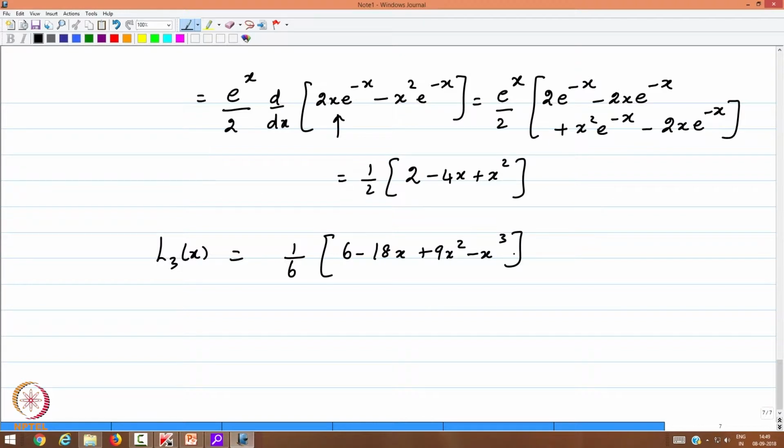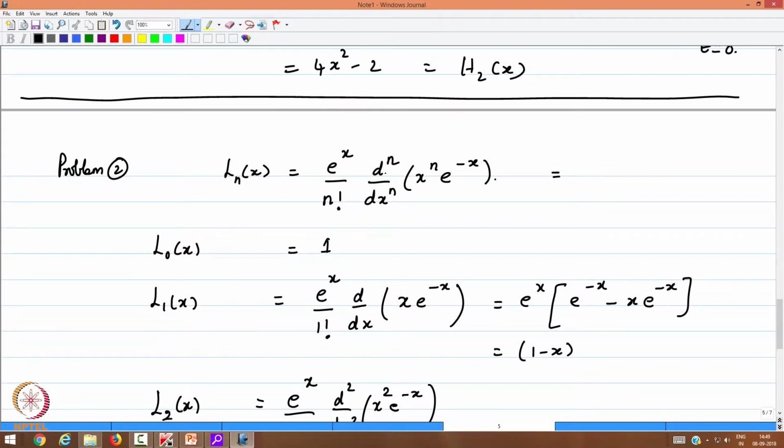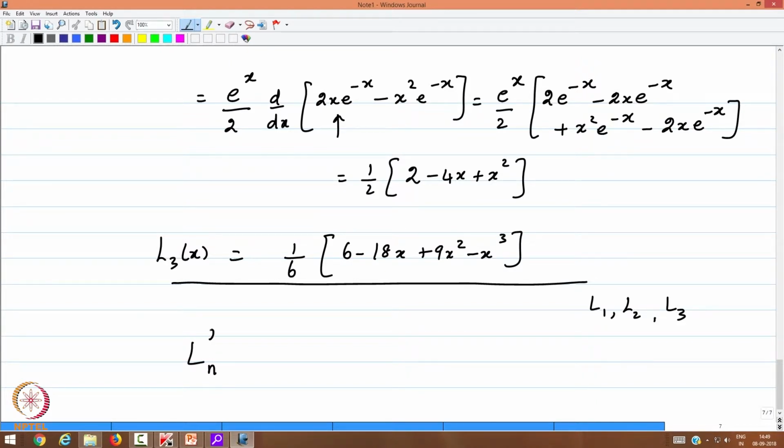Basically, you have to take the derivative of e raised to x by 3 factorial, d cube dx cube, x cube e raised to minus x. That is what you have to do. So, it is a repeated application of differentiation. Use these L1, L2 and L3 to get the next function L, n, L of x.